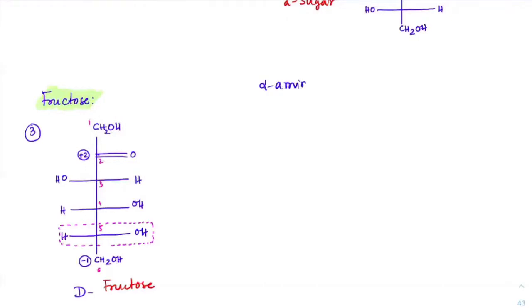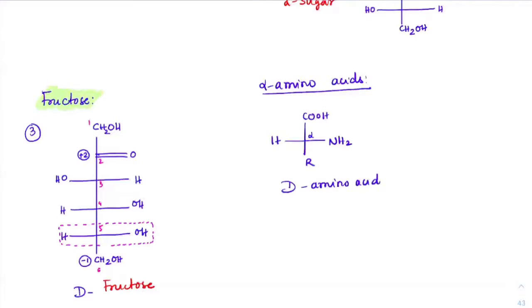Alpha amino acids. What do you mean by alpha amino acids? Suppose you have COOH and some R group here, NH2 group here and H here. Correct? This time you can see NH2 is on the right hand side, just like OH here. And this is the alpha position with respect to the acid. That's why it is called an alpha amino acid. And this is called a D amino acid. Got it? And its mirror image, if you take it, is an L amino acid.